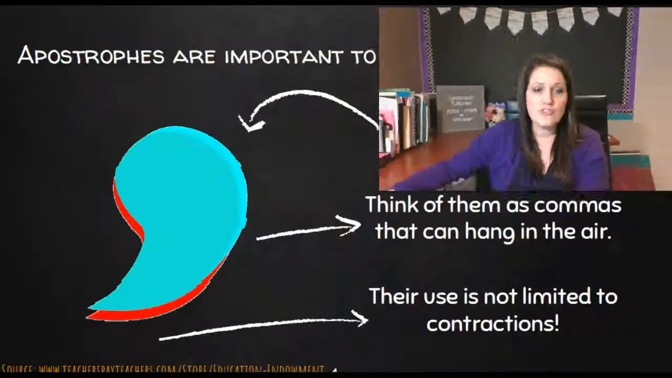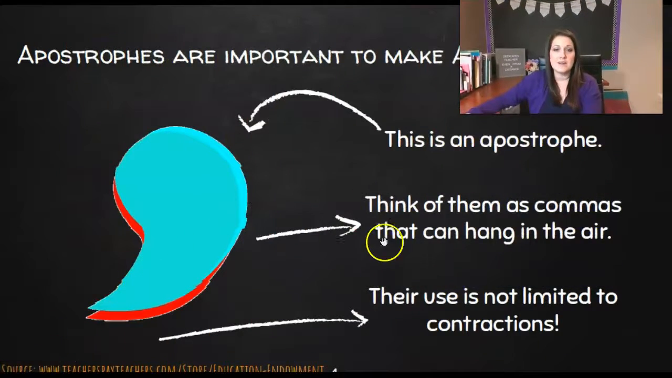But an apostrophe looks like a flying comma. It says think of them as commas that can hang in the air. So commas go down at the bottom of a sentence. We actually haven't really done commas yet, but you've probably heard of them. We'll do those in February. But apostrophes go up in the air in the word, and their use is not limited to just contractions. And contractions is what we're going to learn about today.